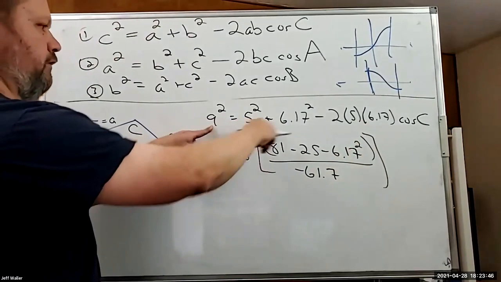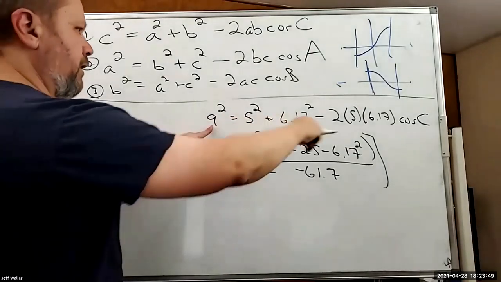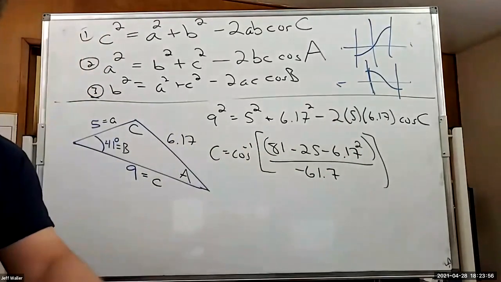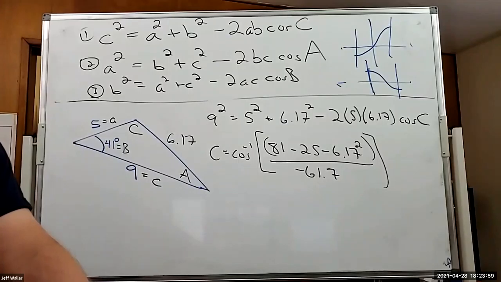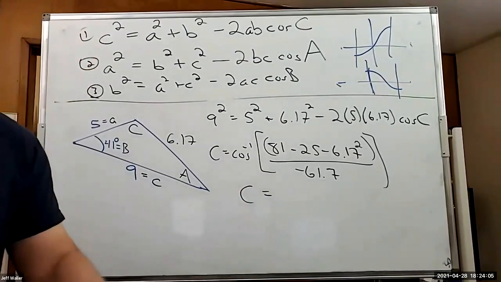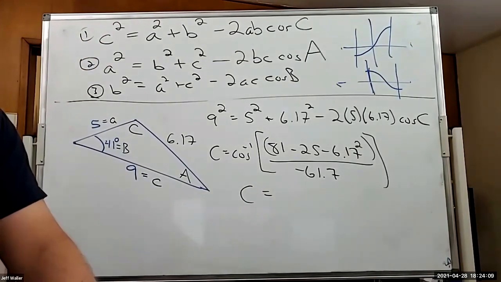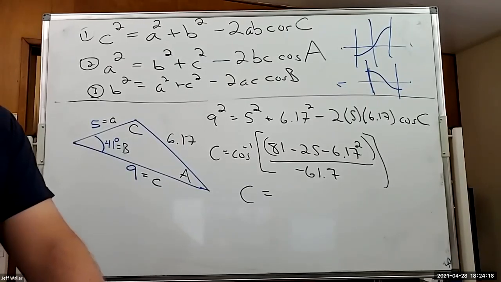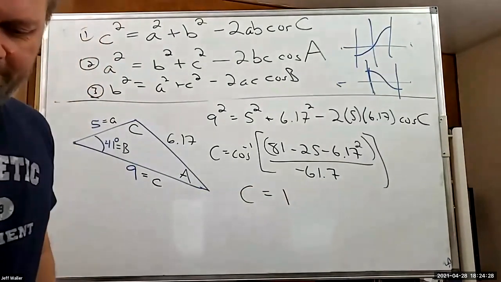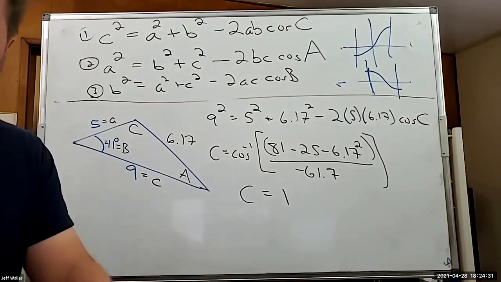Right, 81 minus 25 minus 6.17 squared, divided by 10 times this, is 61.7, negative inverse cosine. So that's what you throw in your calculator. Right, did anybody get that? Anybody? Nobody? I tell you, it's 100 and something. Just in case you get it and you're not sure about it.